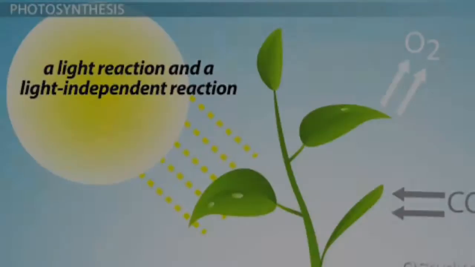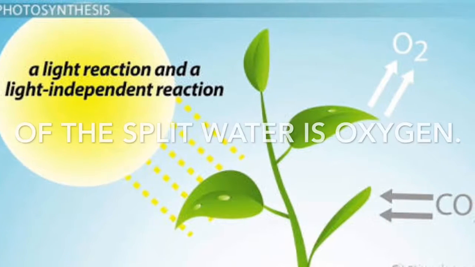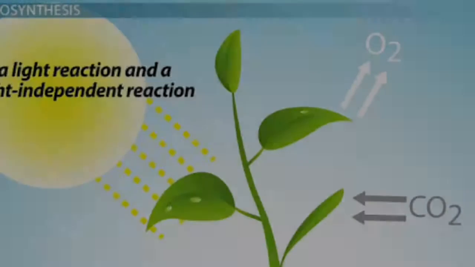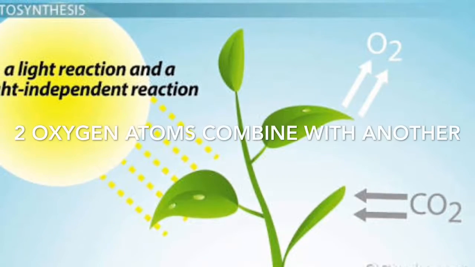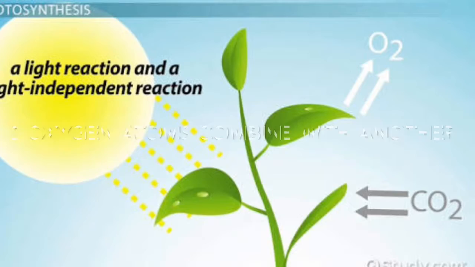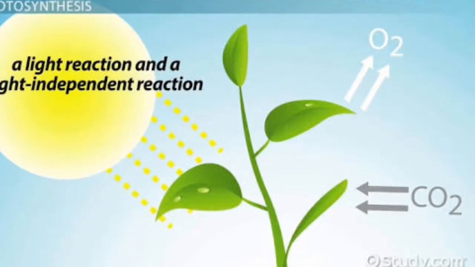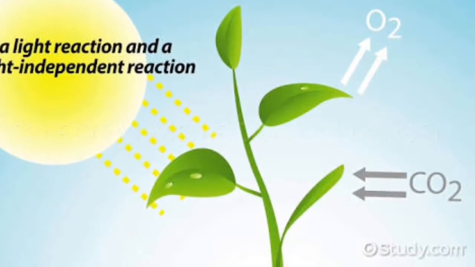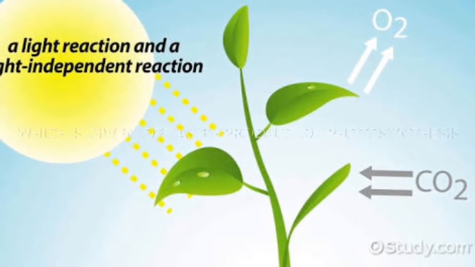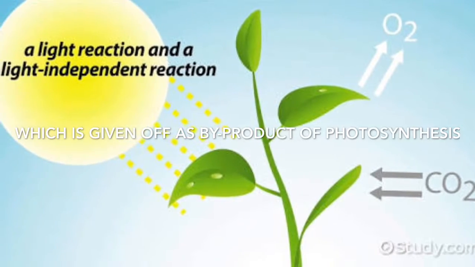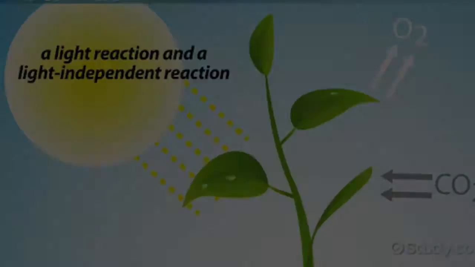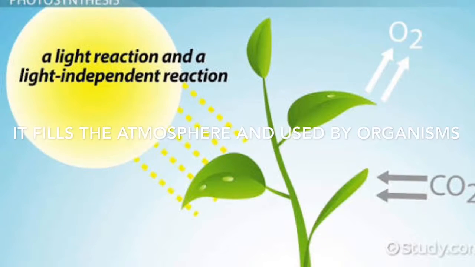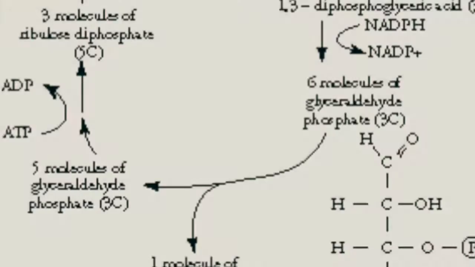The third product of the split water is oxygen. Two oxygen atoms combine with one another to form molecular oxygen, which is given off as a byproduct of photosynthesis. It fills the atmosphere and is used by organisms.